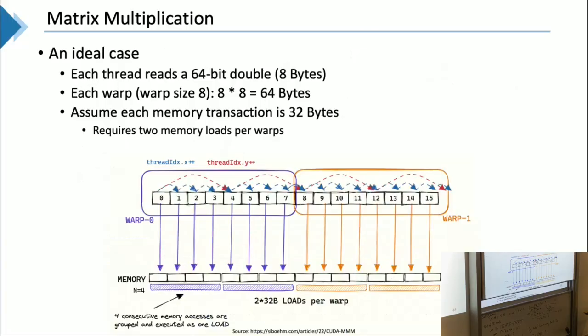So let's look at what we want as the ideal case. As I mentioned before, for the memory movement of a warp, we usually want consecutive memory access. Let's say this is warp 0.